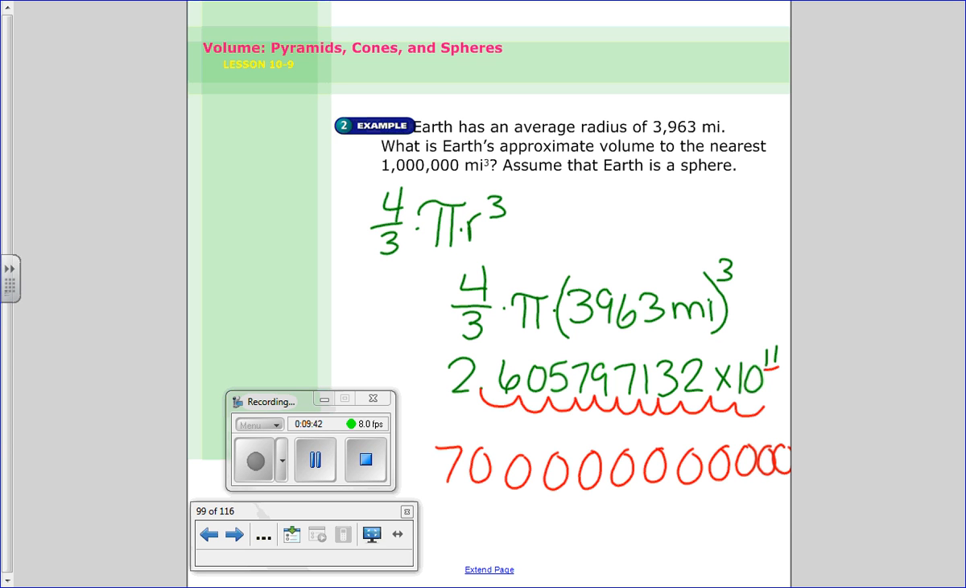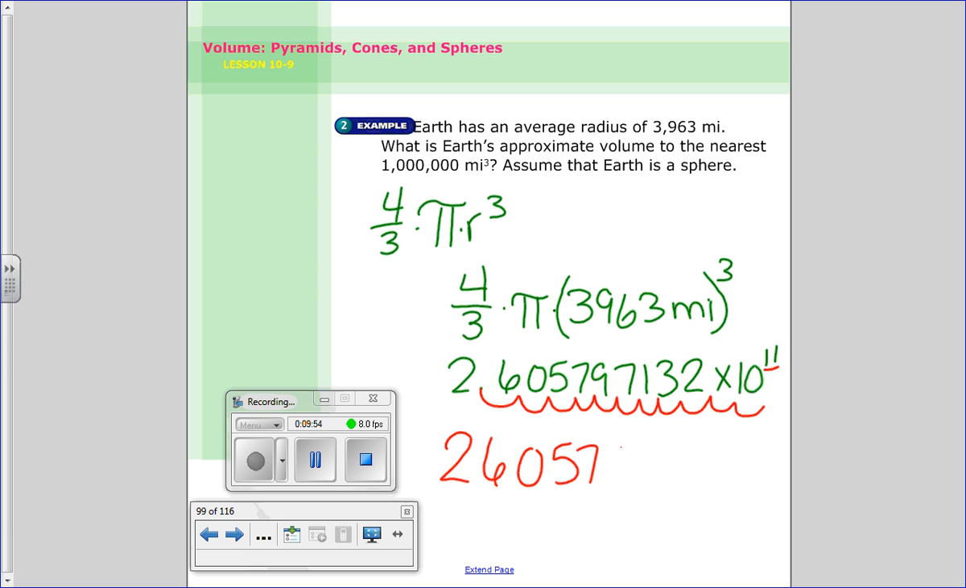Oops, I have no idea what I was doing there exactly. I'm going to try that again. So I have 2 and then 6, 0, 5, 7, 9, 7, 1, 3, 2, 0, 0. There we go. So this is a number that I end up with.